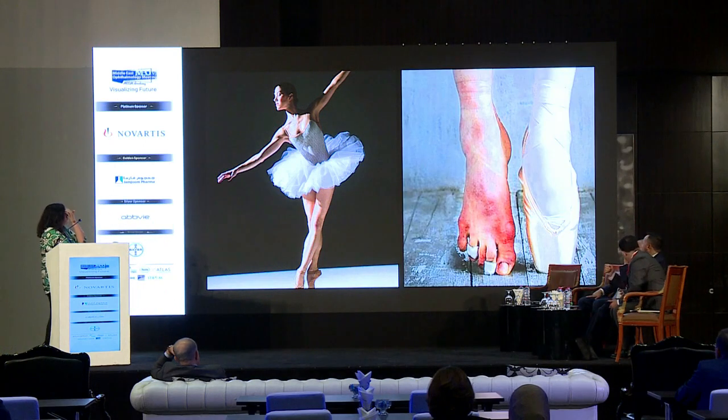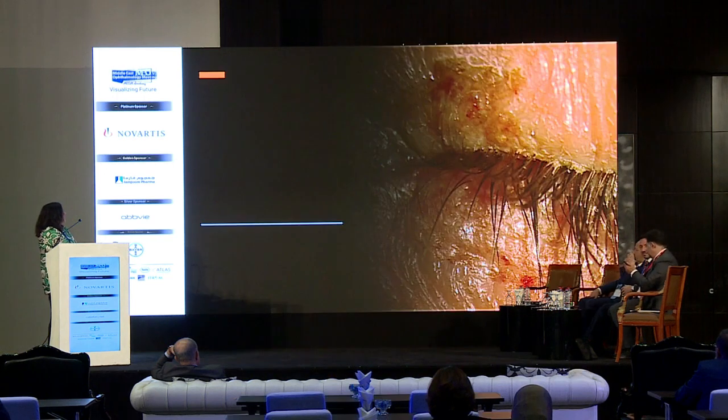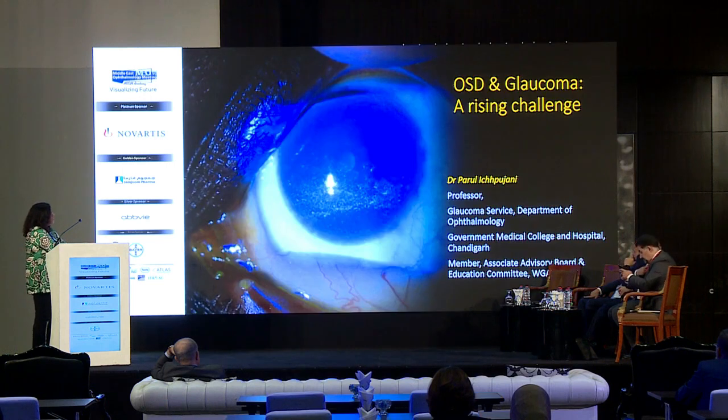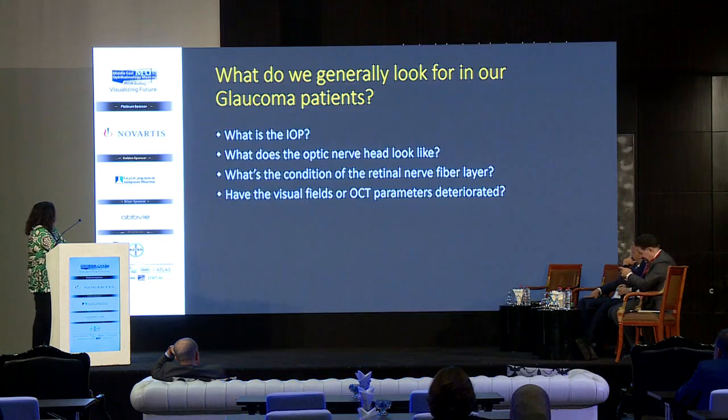What a ballerina goes through is what our ocular surface goes through with all the multiple medications the patient puts in for years and years on end. This is what happens to the lid margins, to the adnexa, and that's the price a patient pays for your so-called successful medical management. So I'll be talking about ocular surface disease and its effect on glaucoma.